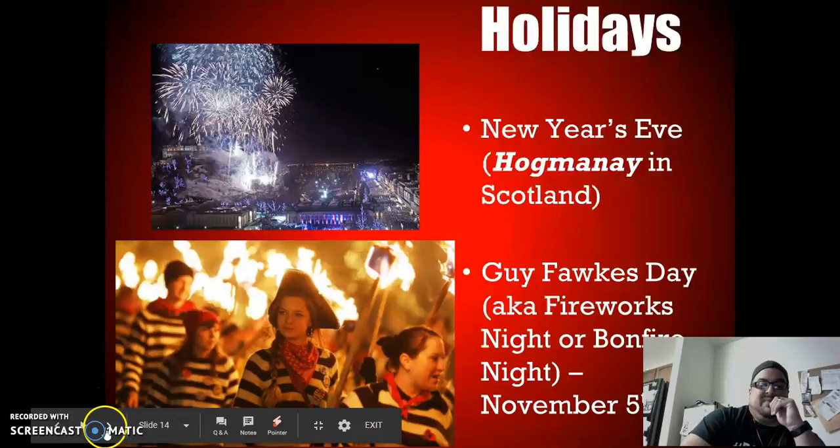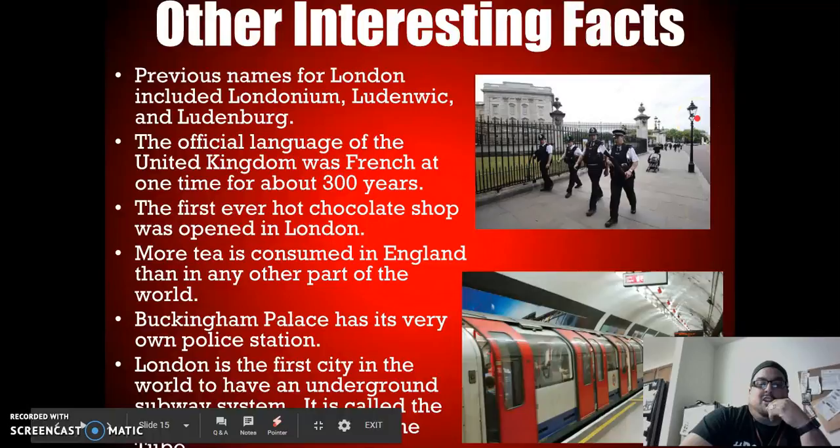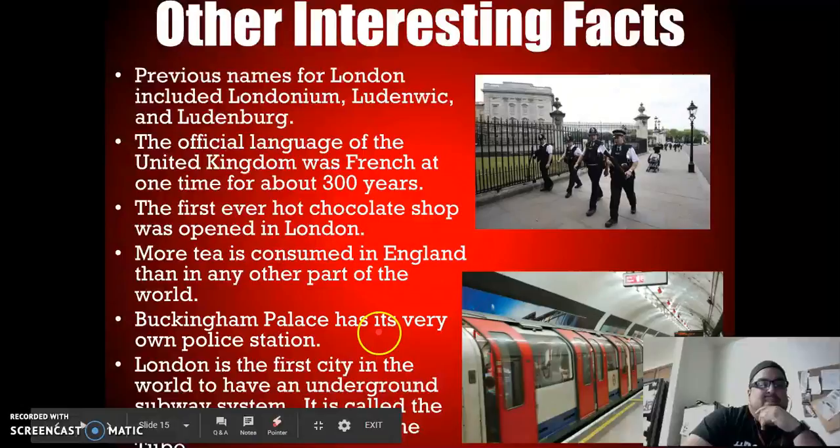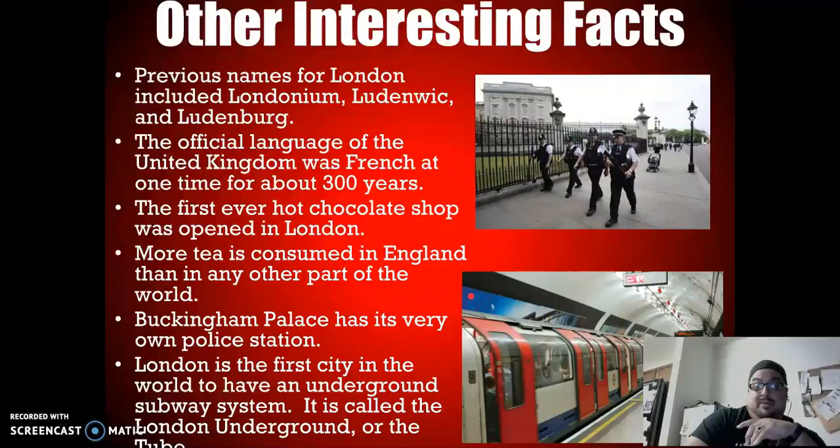Interesting facts. Names for London include Londonium, Ludwinic, and Ludenberg. The official language of the United Kingdom was French one time for about 300 years. The first ever hot chocolate shop was in London. There's more tea consumed in England than any other part of the world. Think about that. They have tea time, and we're going to have tea and cucumber sandwiches. So tea is very highly consumed. London was the first city in the world to have an underground subway system. Buckingham Palace has its own police station. The subway system is called the London Underground or the Tube. So what are you taking? I'm taking the Tube.